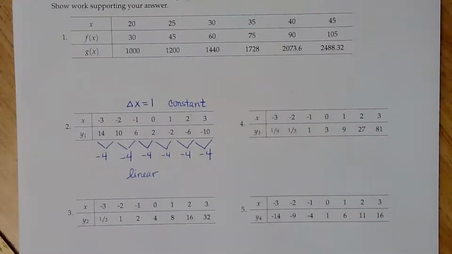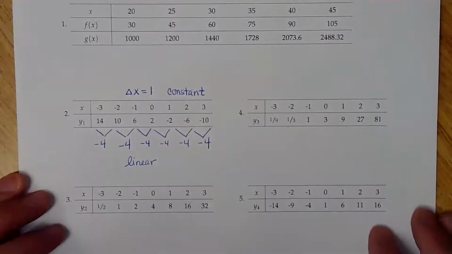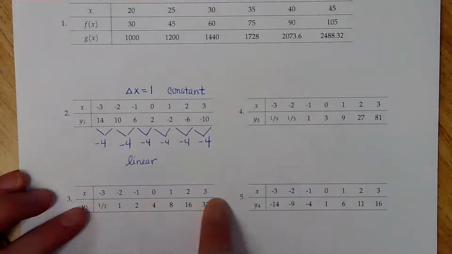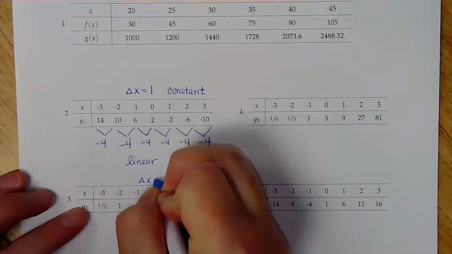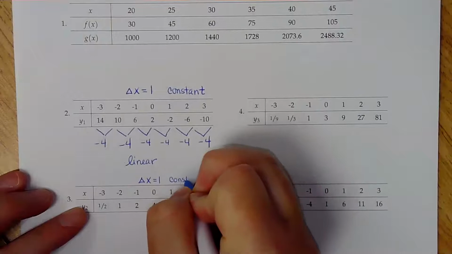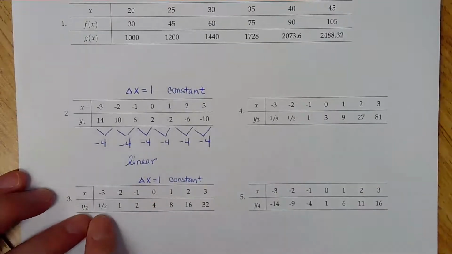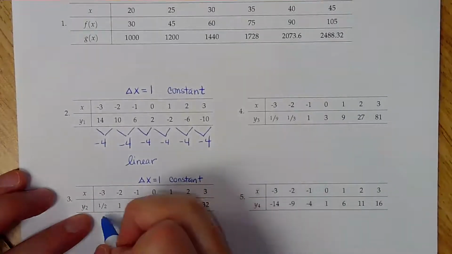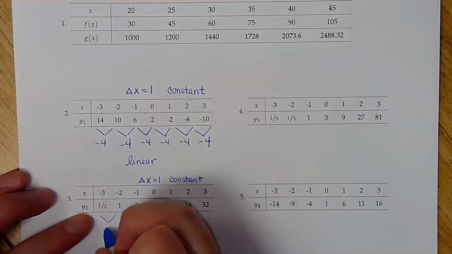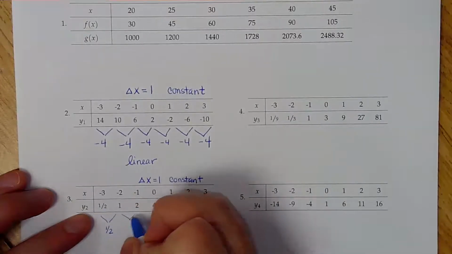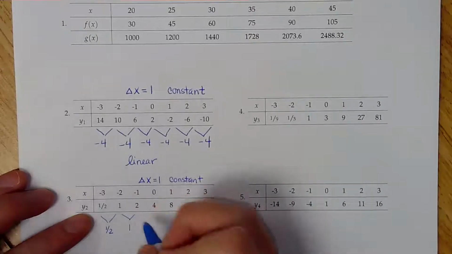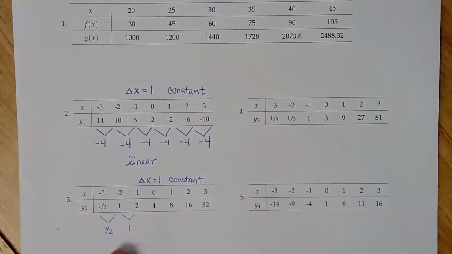Okay, so hopefully you gave those a try. Let's look at number 3. All right, so the first thing I'm going to look at is, is delta x constant? It is. So that's great. I can use this shortcut. And then the difference between 1/2 and 1: 1 minus a half is 1/2. And the difference here, 2 minus 1 is 1. So these are not the same difference. So I know that it's definitely not linear based on that.